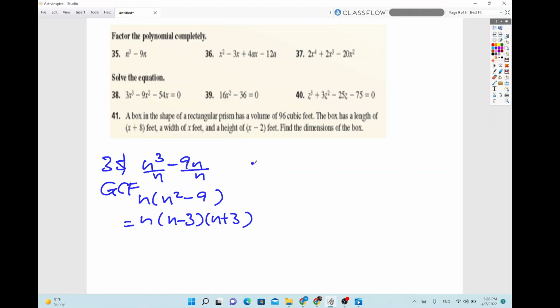And now let's talk about factor by grouping. Anytime you have a quadnomial, that means 4 terms, so the polynomial has 4 terms.